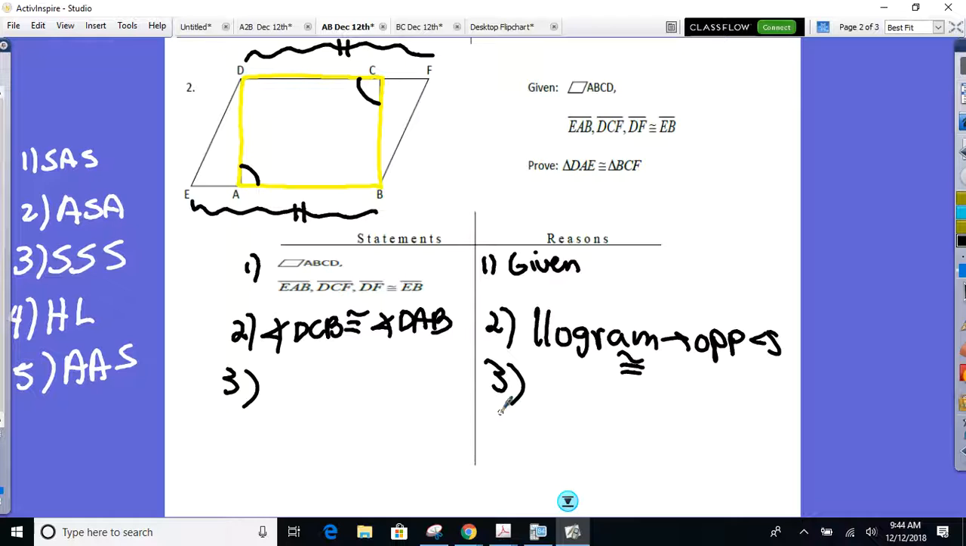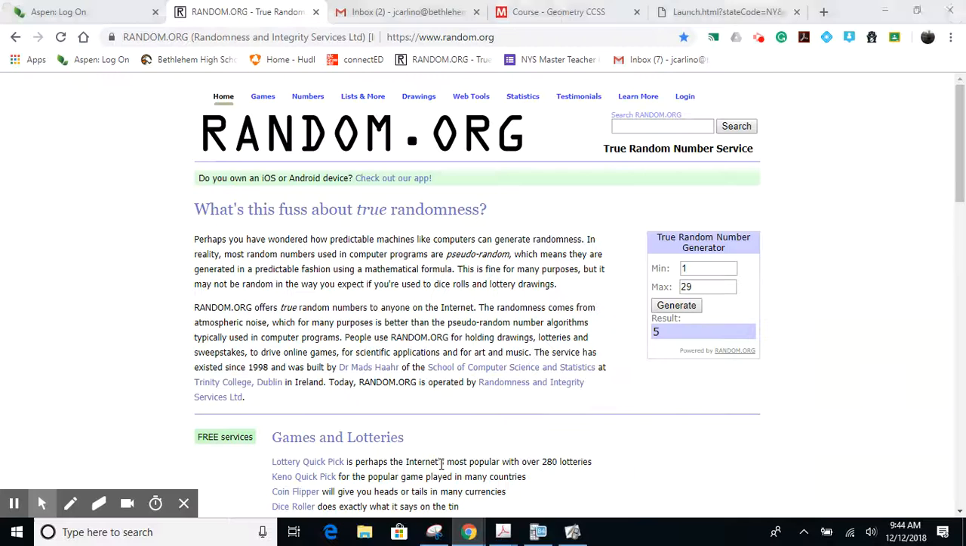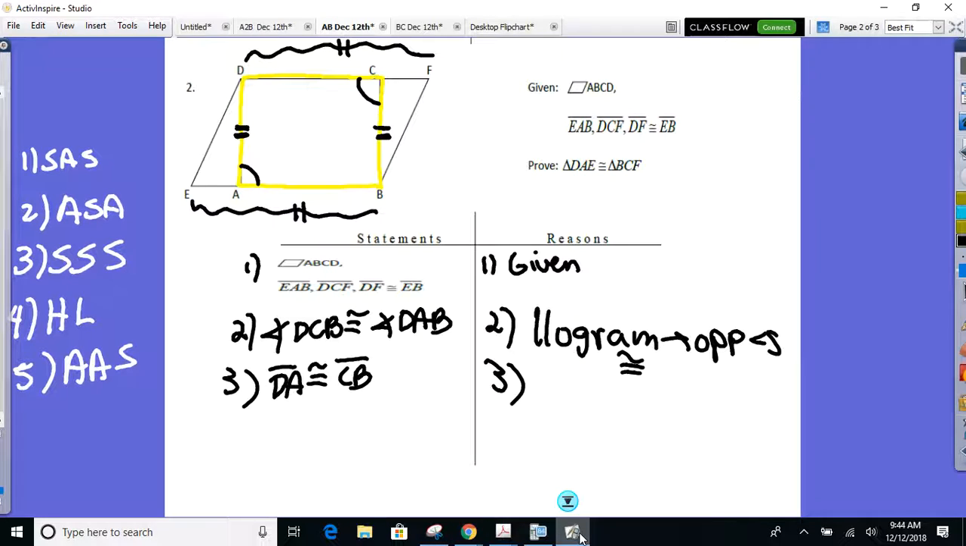All right, so I still don't have sides or angles. Emma, you going to get us something here? Oh, there we go. I got a pair of sides there. DA congruent to CB. Nice job, young one. Why is that fact true? Getting everything I can out of you. Why is DA congruent to CB? Thomas, why are those two sides congruent?